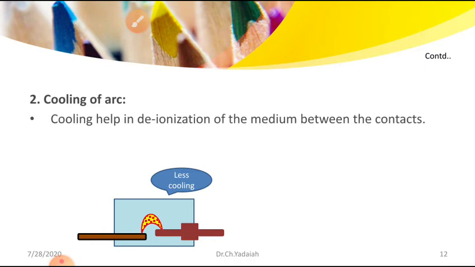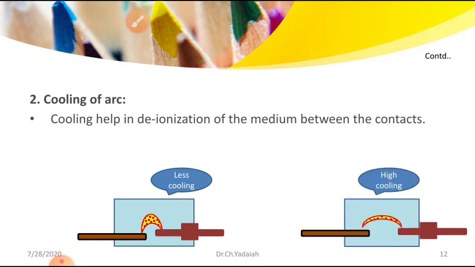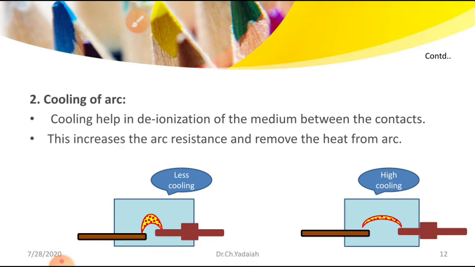Next, you can see the figure. By lengthening the arc, high cooling takes place. This increases the arc resistance and removes the heat from the arc. Once it is lengthened, we get more cooling, because the area of contact increases. Once cooled, deionization takes place between the two electrodes. That avoids the flow of electrons through it.